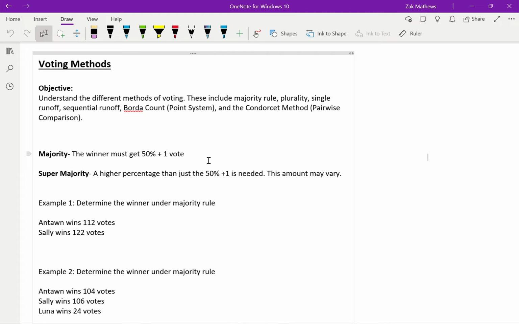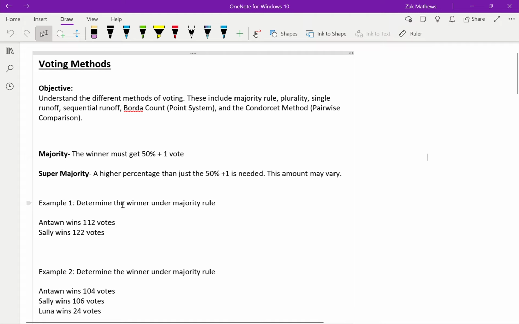Appointments and treaties a lot of times will take 60% of the senators to approve as well. Constitutional amendments require a supermajority of 2/3 of Congress individuals and 3/4 of states. So again, these supermajorities just being even higher than just that 50% plus 1 threshold. Let's see how a majority works.